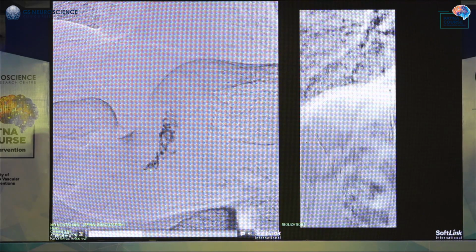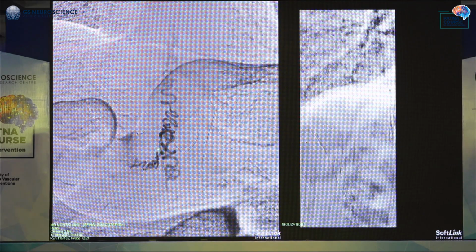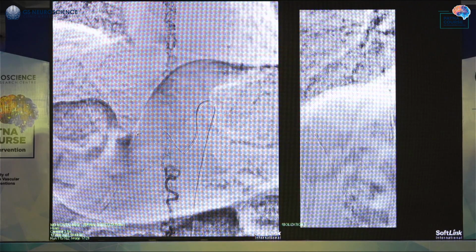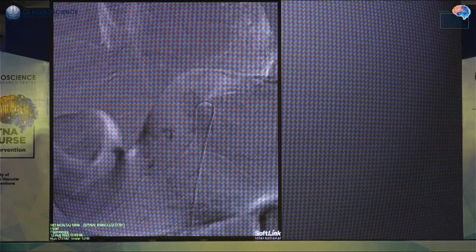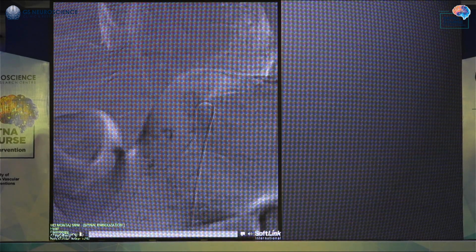Yeah. You need to get into the vein here. This is the fistula. So this is the actual glue injection. Unfortunately, our machine stores only 248 images. I have injected the first portion of glue.